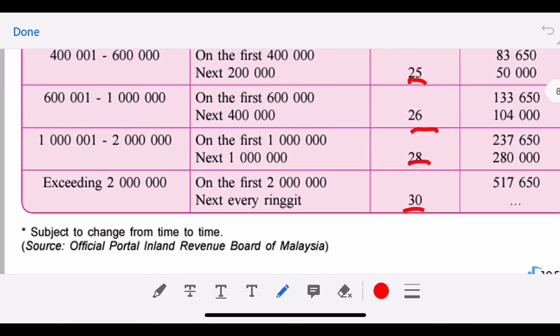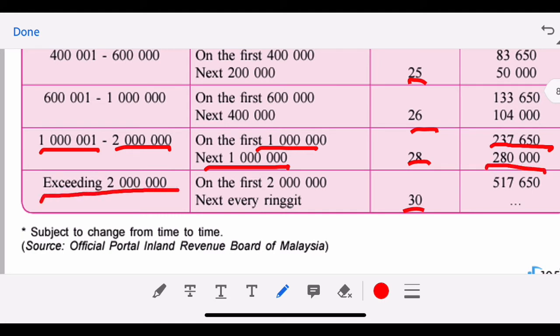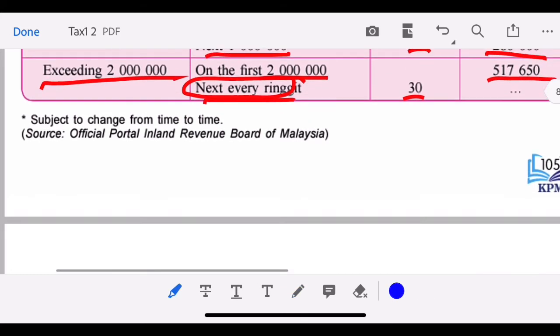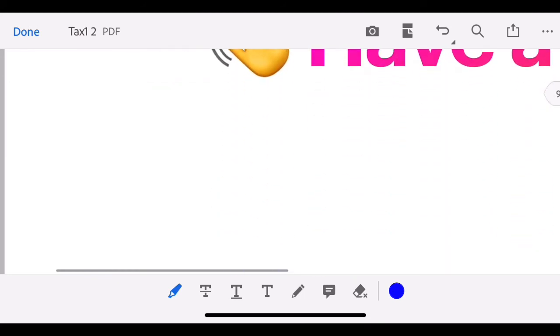If someone has a chargeable income of 1 million to 2 million, on the first 1 million, the tax is 237,650, and next 1 million will be 28%, which is 280,000. For exceeding 2 million, on the first 2 million is 517,650, and for every next ringgit is 30%. So this is subject to change from time to time.